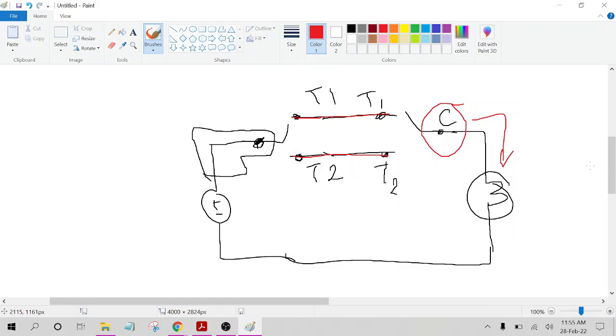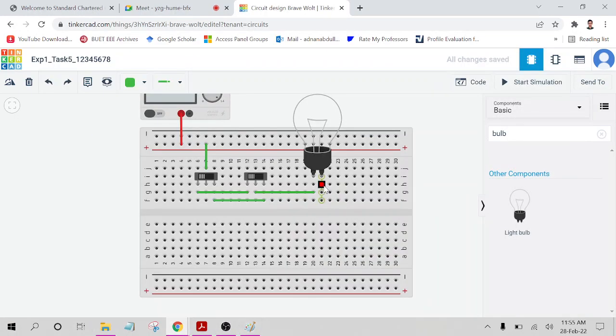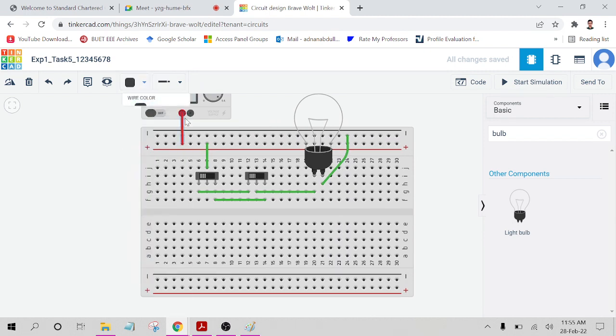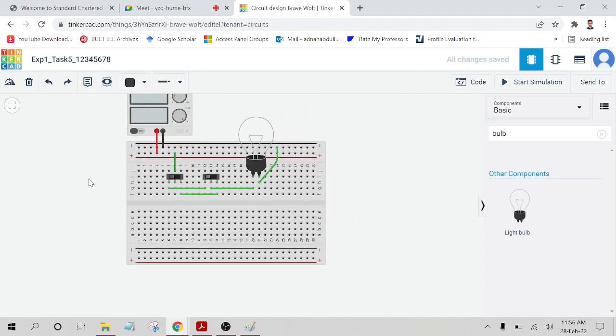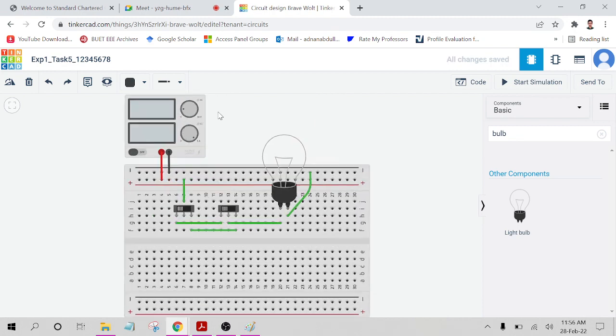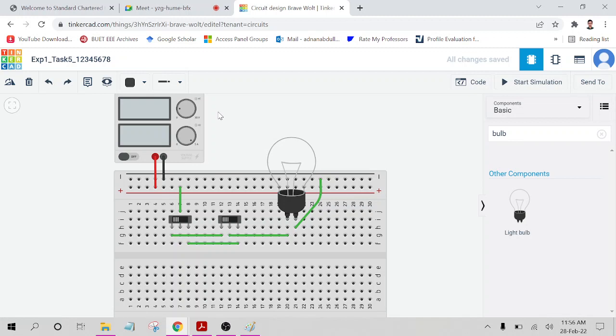And just one connection remaining. The second terminal of the bulb will be connected to the negative terminal of the power supply. So this is the second terminal of our bulb. We are not going to connect it directly, rather we will use the negative line here. This is the negative line, and connect the negative line with the negative terminal of the power supply. So that's it. This is the connection. Everyone, please complete the connection quickly.